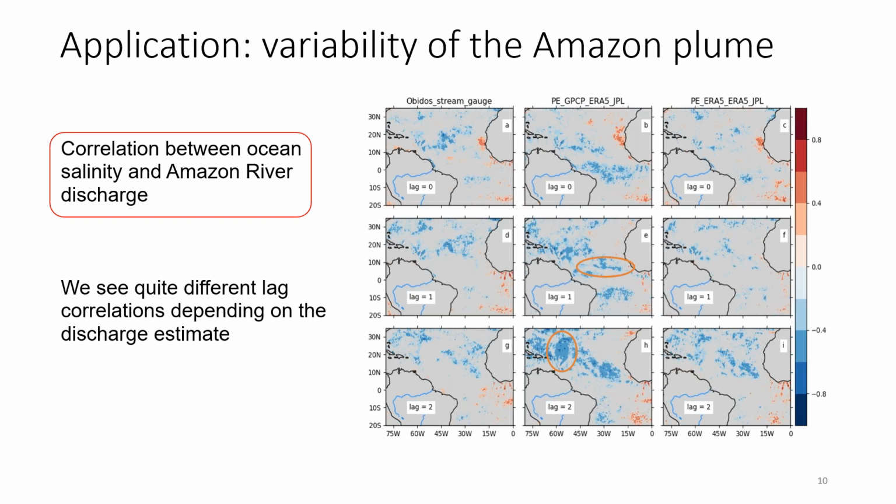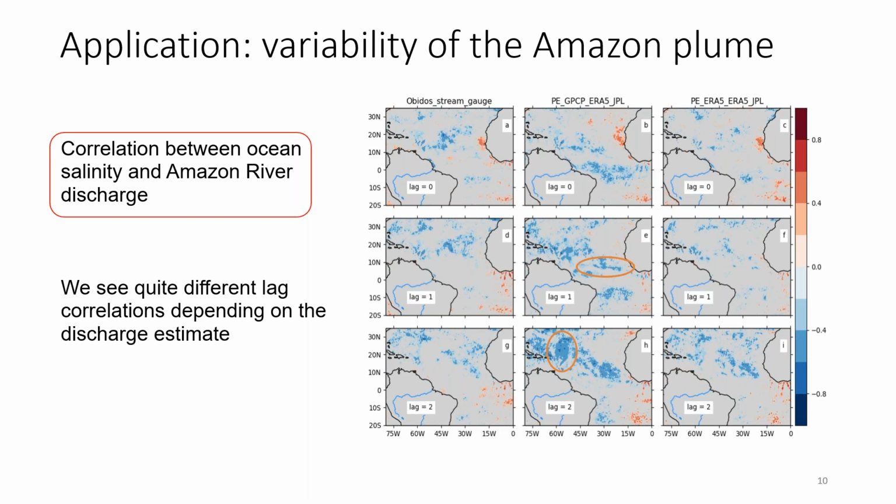And here we show the correlation between ocean salinity and the Amazon River discharge for different products: for the orbital measurements, for the derived discharge based on the GPCP precipitation, ERA5 evaporation, and JPL total storage change, or the ERA5 precipitation, evaporation, and JPL total storage change. And we see very different Amazon plumes over the Atlantic Ocean.